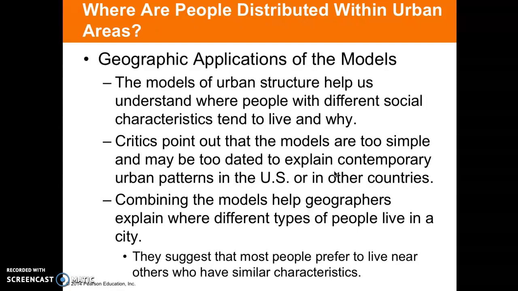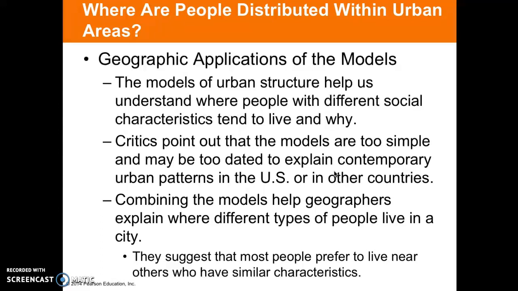Just like we talked about with the other models, they don't look at the different landscape of the area. They don't always apply all the site or situation factors. They're just a broad way to understand the world. They're older, they're dated. They don't always explain modern day patterns or patterns in other countries, but we can use them to understand the change of a city.